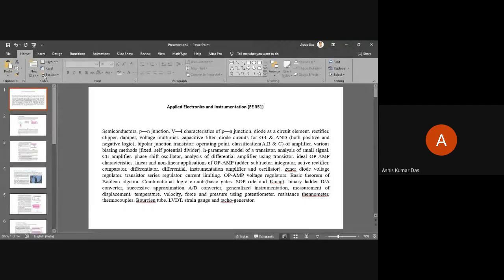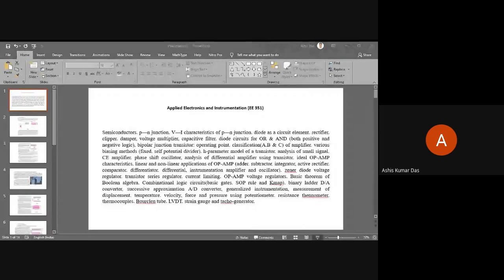So in this course, this is the broad syllabus. This is applied electronics and instrumentation, and this is mainly what we are dealing with in this course. We will be dealing with some basic part of applied electronics and a small part of instrumentation that we are going to cover in this curriculum.